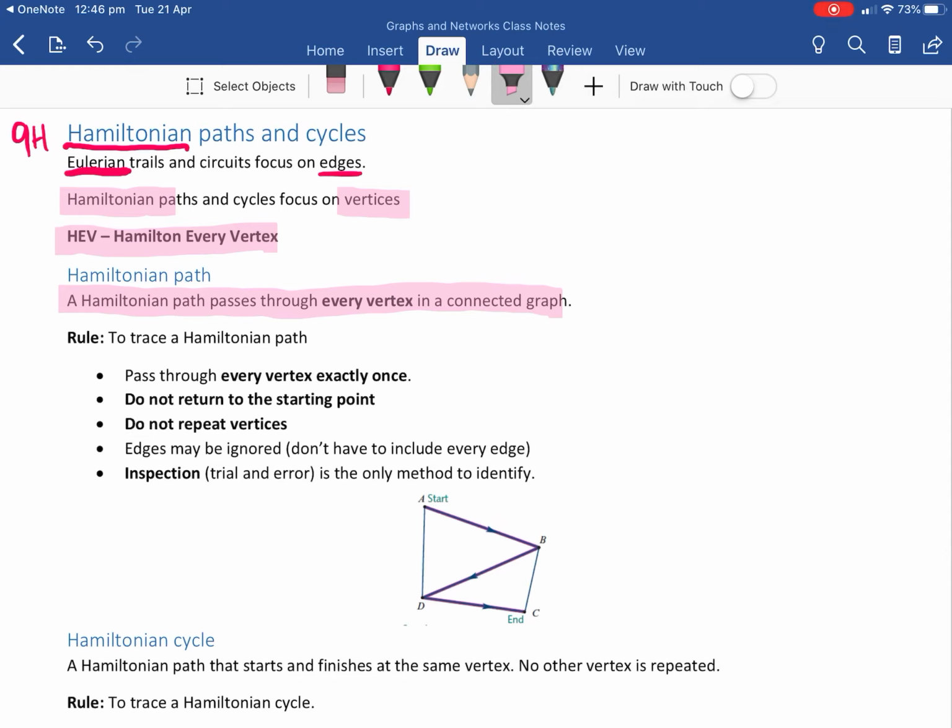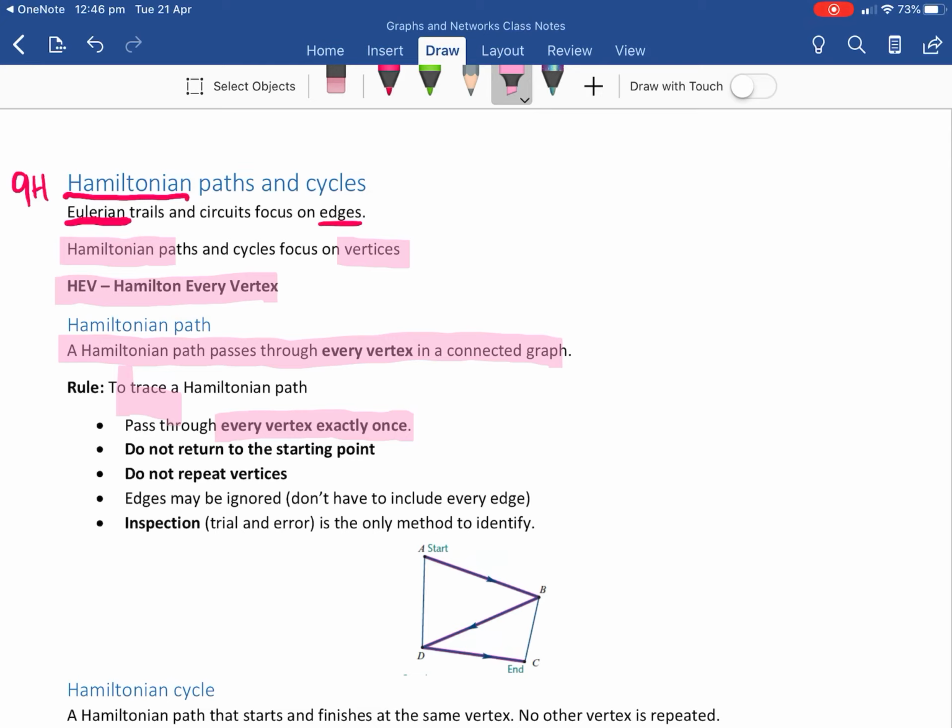So here are the rules to trace a Hamiltonian path. You must pass through every vertex exactly once. Have to go to each one exactly once. Do not return to the starting point. That's the difference between the path and the cycle. We're not returning to the starting point, whereas the cycle will.